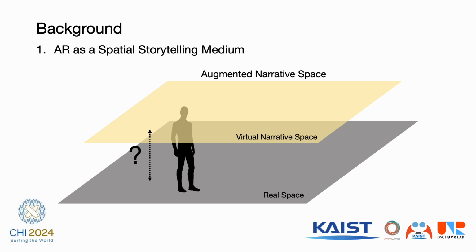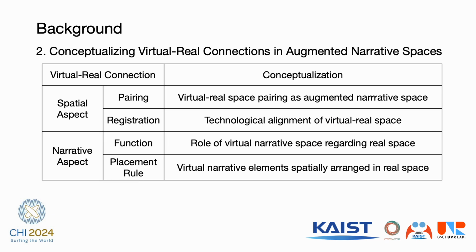The virtual narrative space and the real space are connected through various dimensions, and the features of the two spaces comprising augmented narrative space also determine how mutual relationships between them create effective narrative experiences. Connections between the virtual and the real have mainly been discussed with attention to the spatial and narrative aspects they're based on. The spatial aspects of these connections can be conceptualized as pairing and registration, which each refer to how the virtual and the real are matched to form an augmented narrative space and how they're technologically aligned.